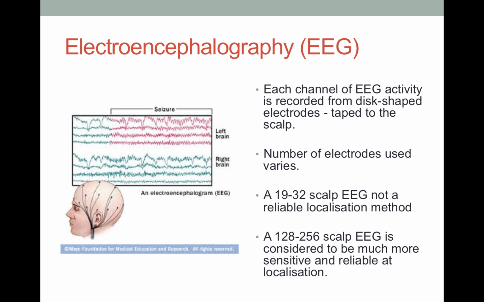Each channel of EEG activity is recorded from disc-shaped electrodes which are taped to the scalp. The number of electrodes used varies. A 19 to 32 scalp EEG system is not a reliable localization method, whereas a 128 to 256 scalp EEG system is considered to be much more sensitive and reliable at localization.